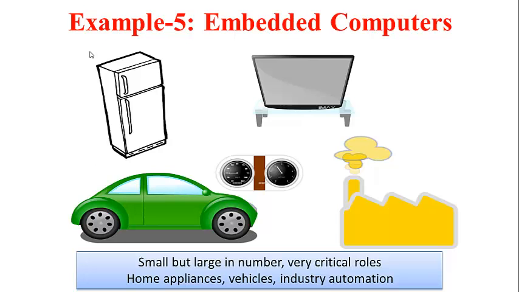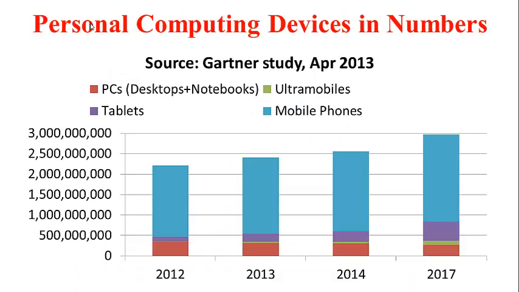And then we have computer architecture playing a role in what are known as embedded computers. These are very large in number and they are so small that we don't often notice them, but they play very critical roles. Microprocessors are used extensively in home electronic products and in vehicles, and also very extensively in industry automation. So that is with respect to computing devices in various contexts.